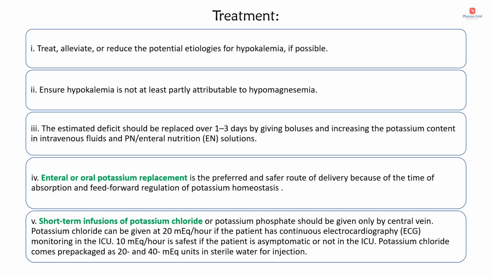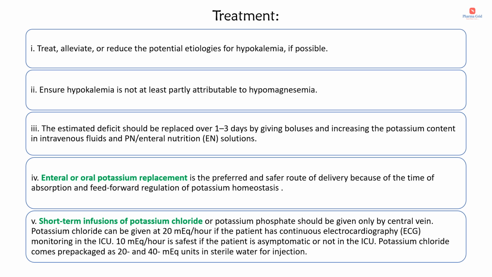The next treatment option is enteral or oral potassium supplement. It is a preferred and safer route of delivery because of the time of absorption and feed-forward regulation of potassium homeostasis. Then short-term infusions of potassium chloride or potassium phosphate should be given only by central vein.